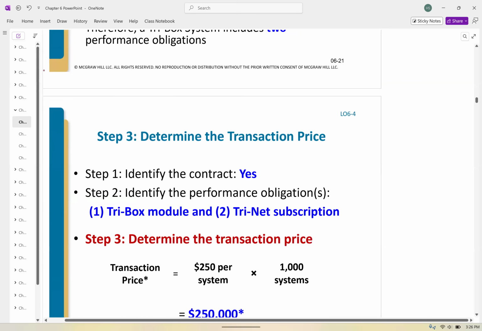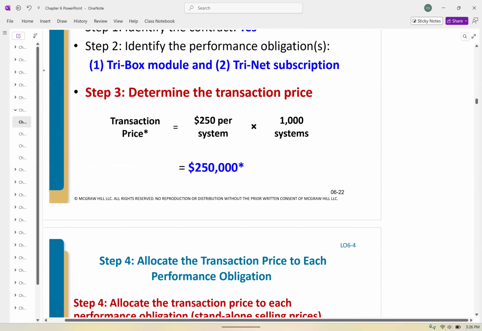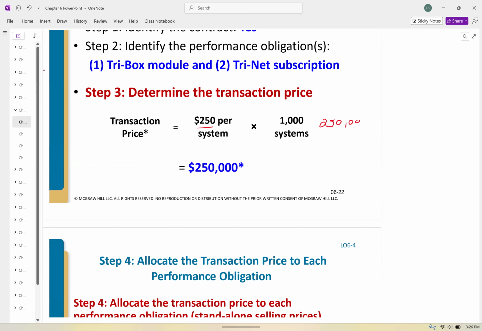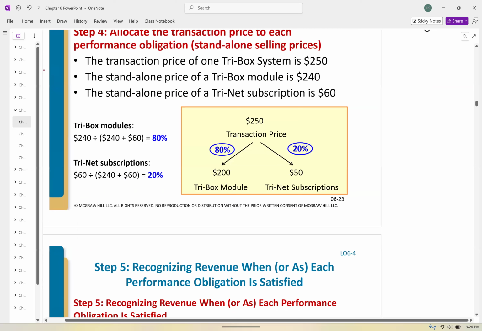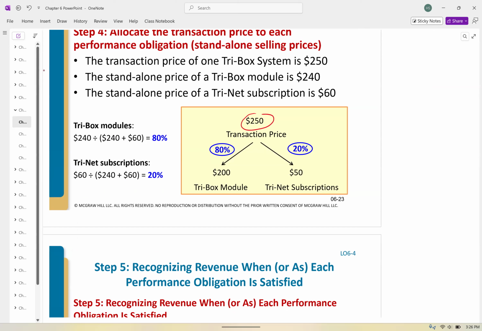Okay, and here we go. Here's the total transaction price for the 250 per system for 1,000 of those. 250,000. Okay, so really your 250,000 will get multiplied times 80% for the box, and then 250,000 will be multiplied times 20%. Okay, so here we go. We've already done some of this. We took 80% of the transaction price, 250.